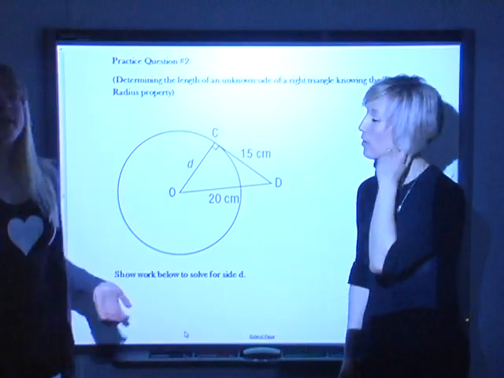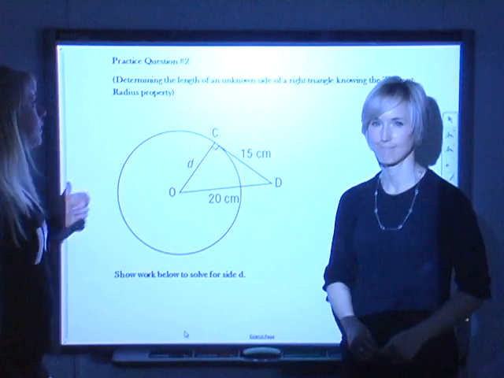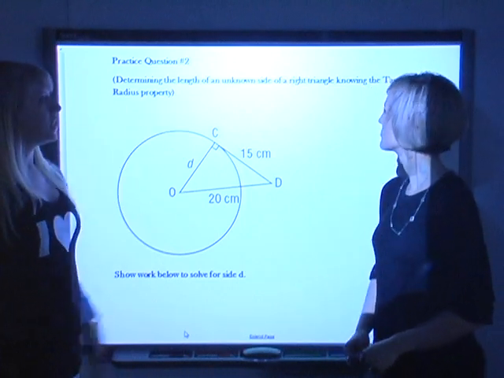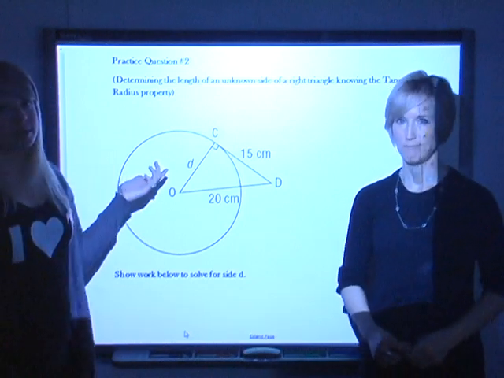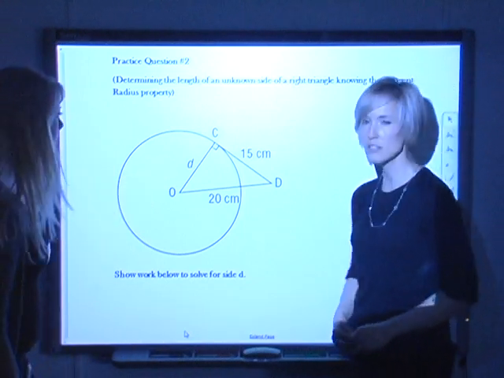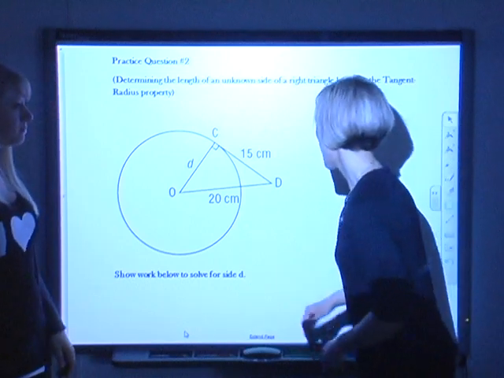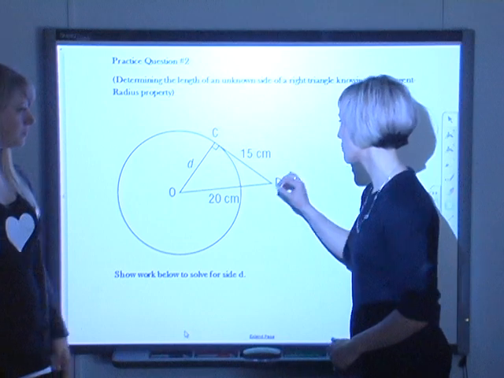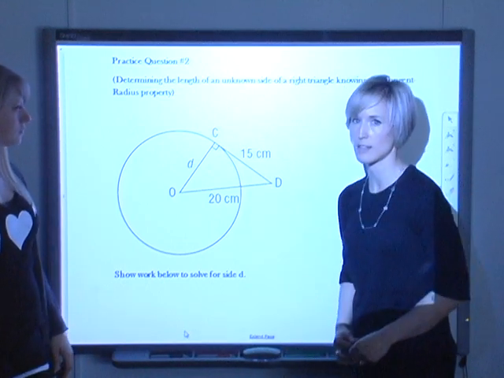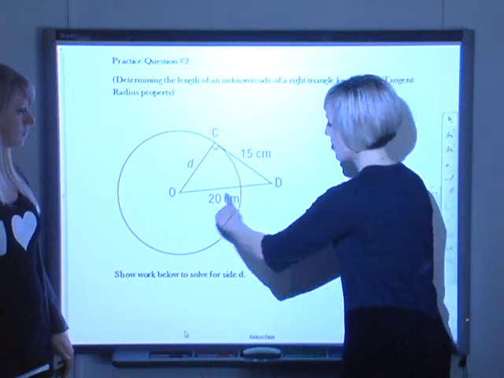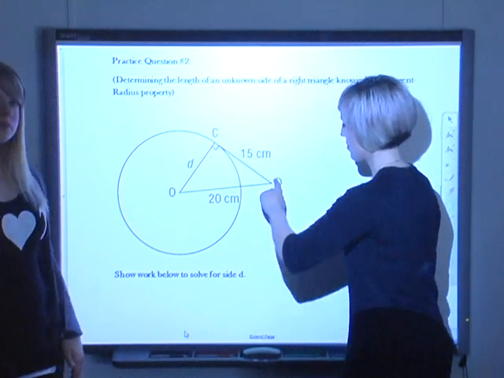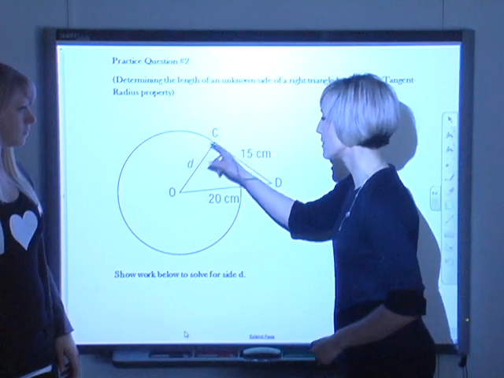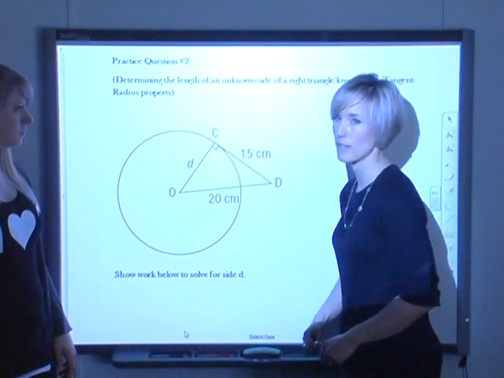Perfect. All right, so let's move on to practice question 2 and do something a little different. Let's determine the length of an unknown side of a right triangle knowing the tangent radius property. Okay, so let's look at the information given here. We're told that this is a right triangle, and we have two of the sides labeled. One side length of 20 centimeters, another side length of 15 centimeters, and it's asking us to solve the length of line segment CO, which they've labeled D.